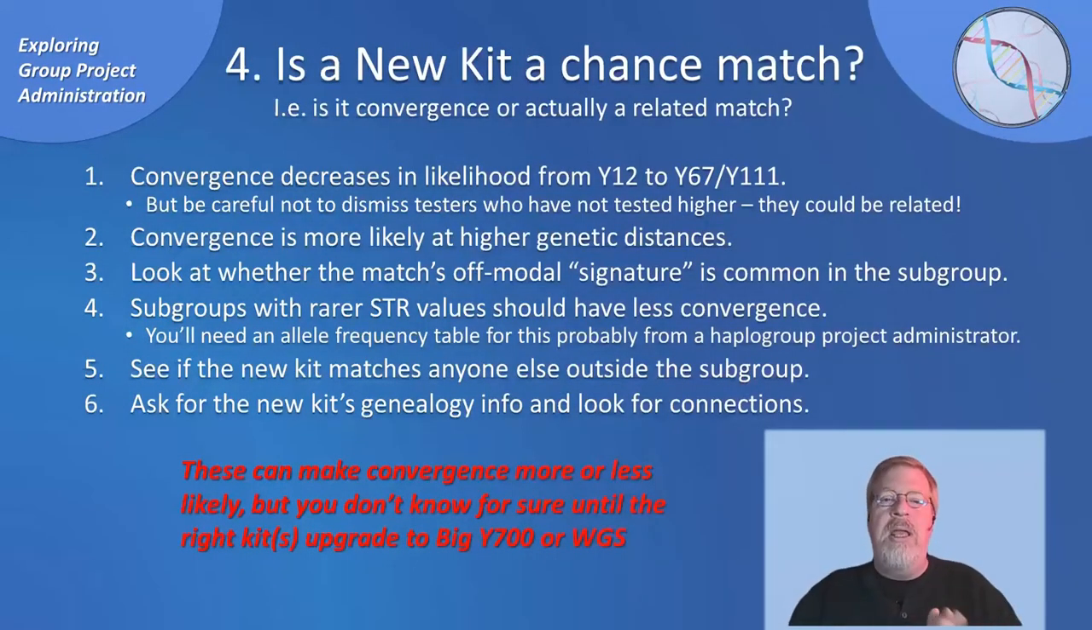Last thing, is a brand new kit comes in, it's not of the surname, let's say. Is this person convergent? So let's say they've tested Y37. Are they really a match or are they not? The only way to know for sure, and that's why I put it down here in red, the only way to know for sure is to have them upgrade to Big Y, and hopefully you have other people that have upgraded to Big Y, or else you have to do them as well in that subgroup. And then you can compare the two and see whether or not they're in the same part of the haplotree.